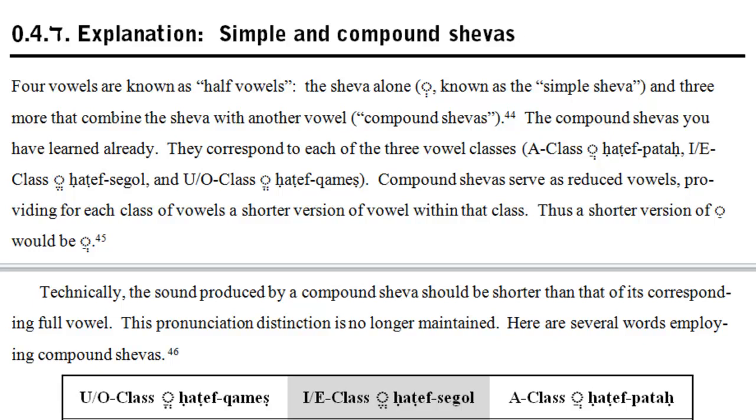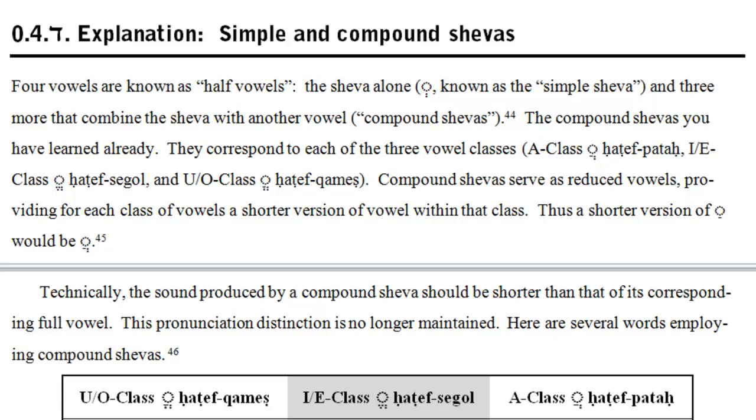As we now move to the final vowel, the shava, we want to begin by reviewing what we already know about vowels which include a shava together with another vowel. They are called compound shavas. So, there are 4 vowels known as half vowels, that is to say, they are weaker vowels. The first of these is the shava alone, that's the double dot looking like a colon. It's known technically as the simple shava. We'll address it more concisely beginning with the next section.